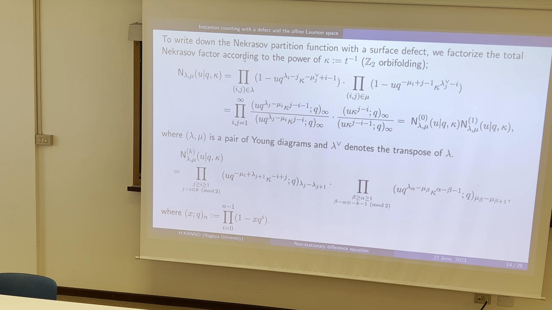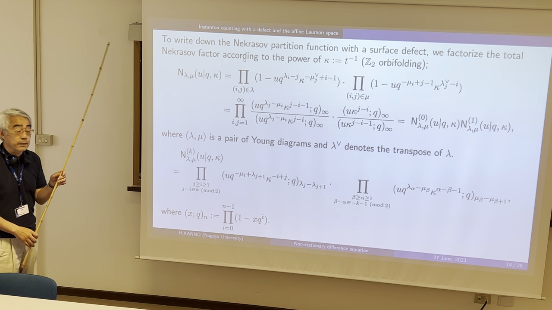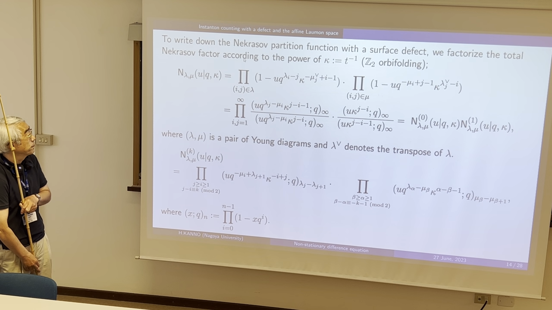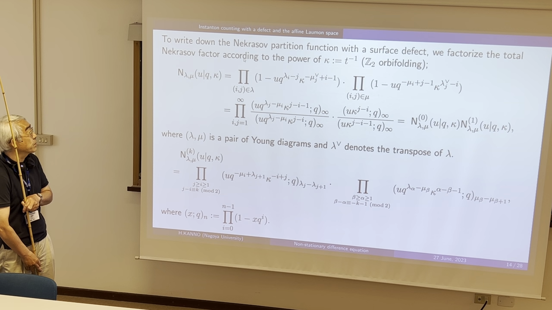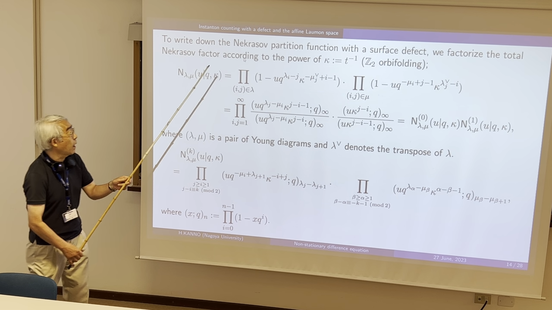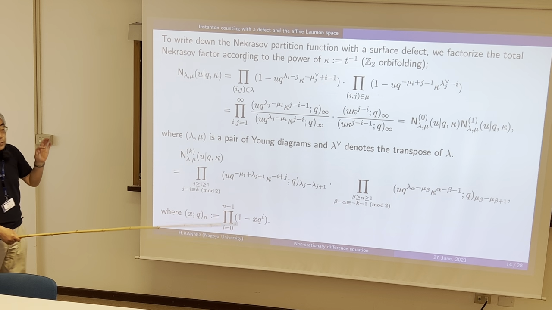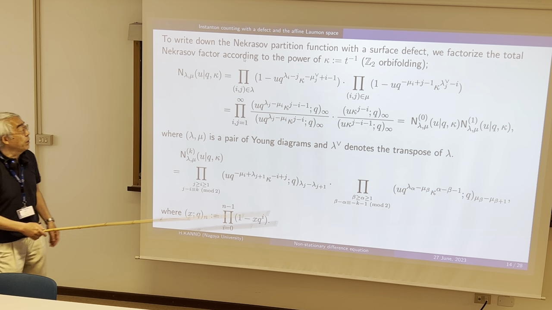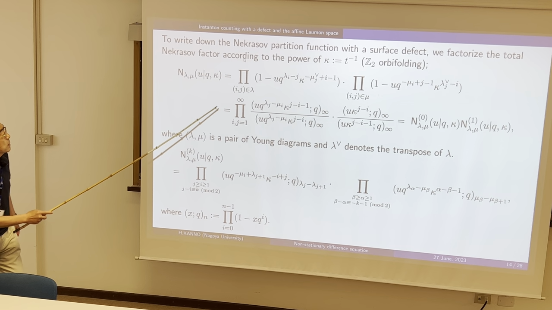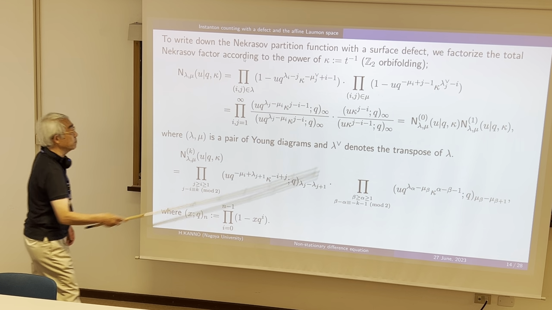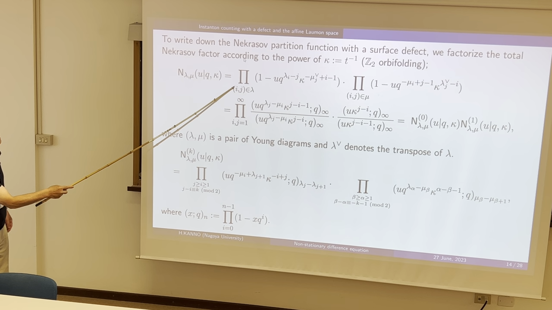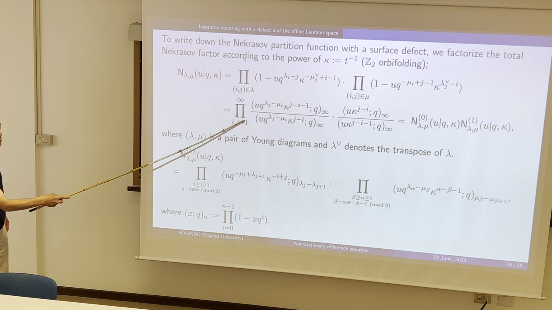Okay, this is some technical part. I hope many of you are familiar with the Nekrasov factor or Nekrasov partition function. To obtain the Nekrasov partition function with a surface defect, we use some orbifolding trick. That is, we factorize the total Nekrasov factor. This is a finite combinatorial expression, and we can rewrite this equation as a ratio of q-Pochhammer symbols.